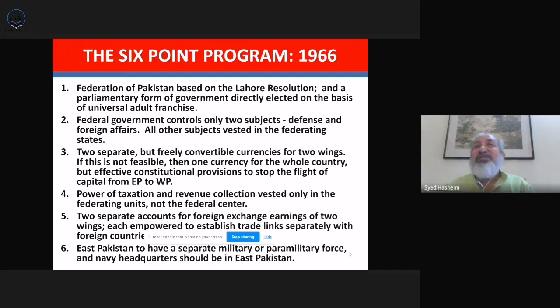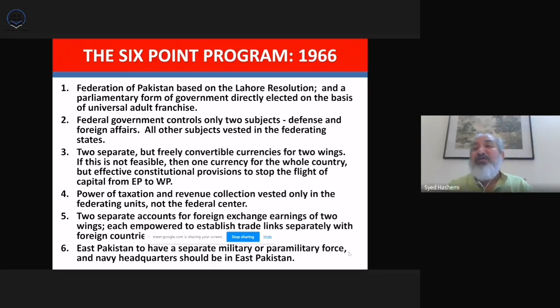We wanted regional autonomy. We wanted East Pakistan to decide how the economy would function in East Pakistan. And we would let West Pakistan do the same, but letting the central government only control defense and foreign affairs. We would control the rest. And so that money could not be taken from East Pakistan to West Pakistan. This flight of capital, the flight of resources could not continue.